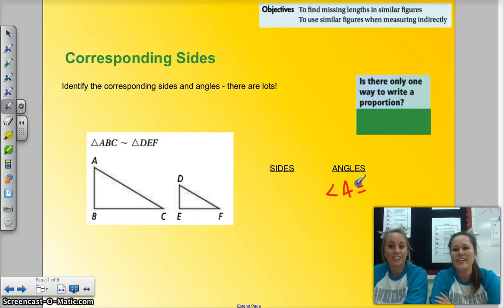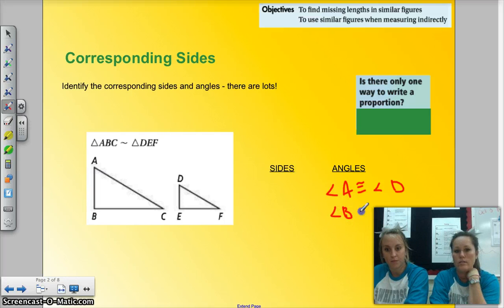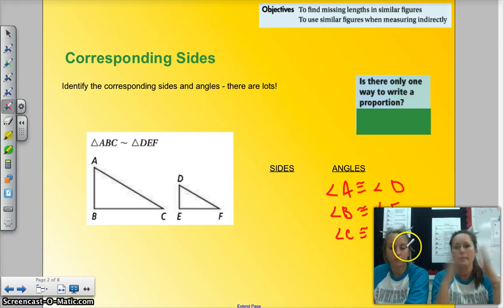Angle A is congruent to what angle, Richardson? D, because they're both in the same location on the triangle. Then angle B is congruent to, well, it's congruent because they're the same angle. And then we also have angle C is congruent to angle F, but they are also corresponding, which is what we're ultimately wanting to get to. They're in the same location, so that means they're corresponding.